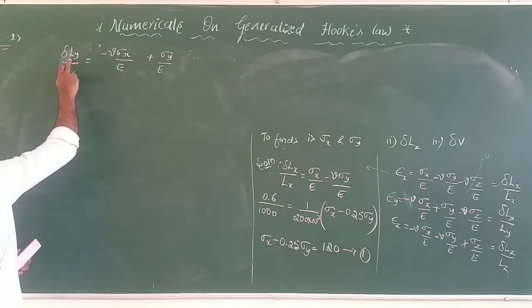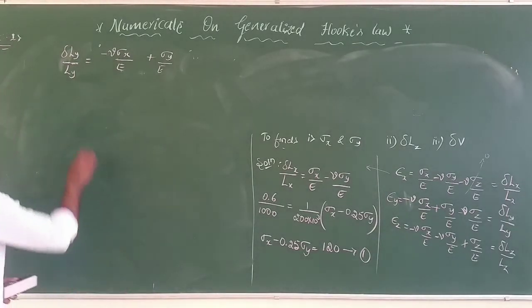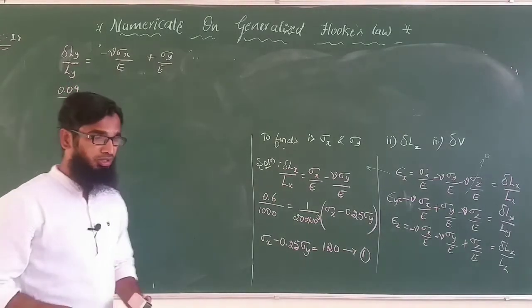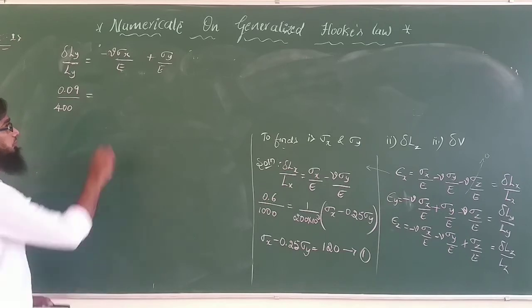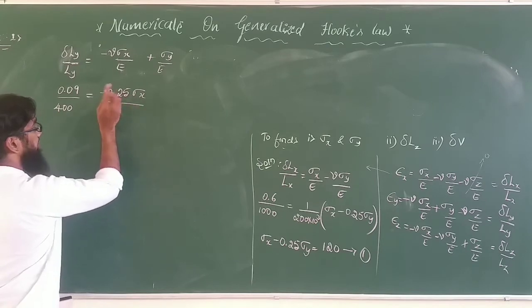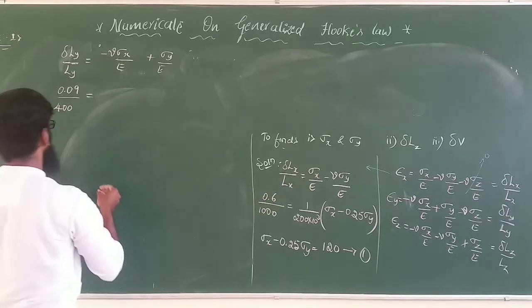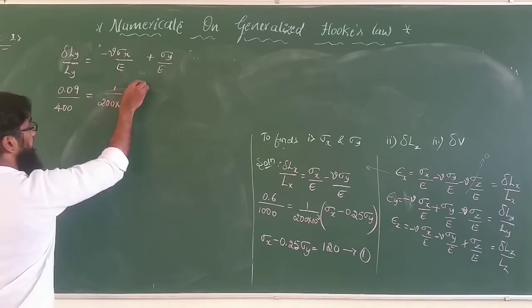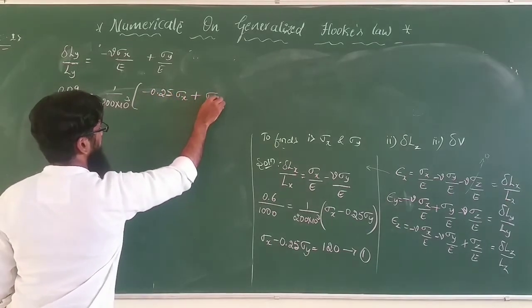Now delta Ly means it's a change in length in the y direction, it's nothing but the change in width here, it's 0.09 mm, and the length of the y, that is the width of the member, is 0.4 meter, it's nothing but 400 mm. So that is equal to minus 0.25 sigma x, divided by Young's modulus. I'll just take the common term out here itself. So it becomes 1 over 200 into 10 power 3, times minus 0.25 sigma x plus sigma y.